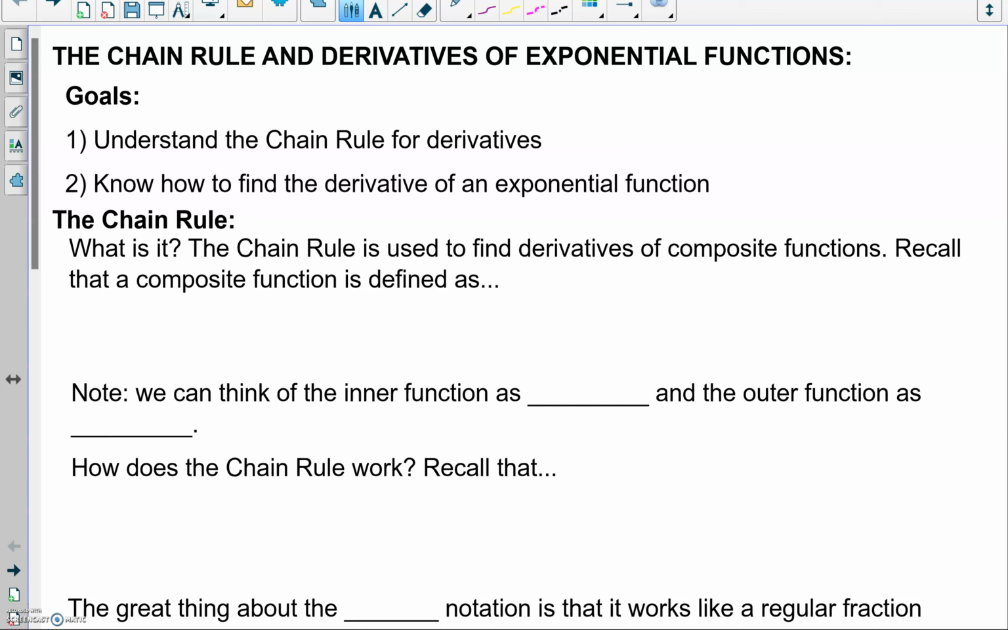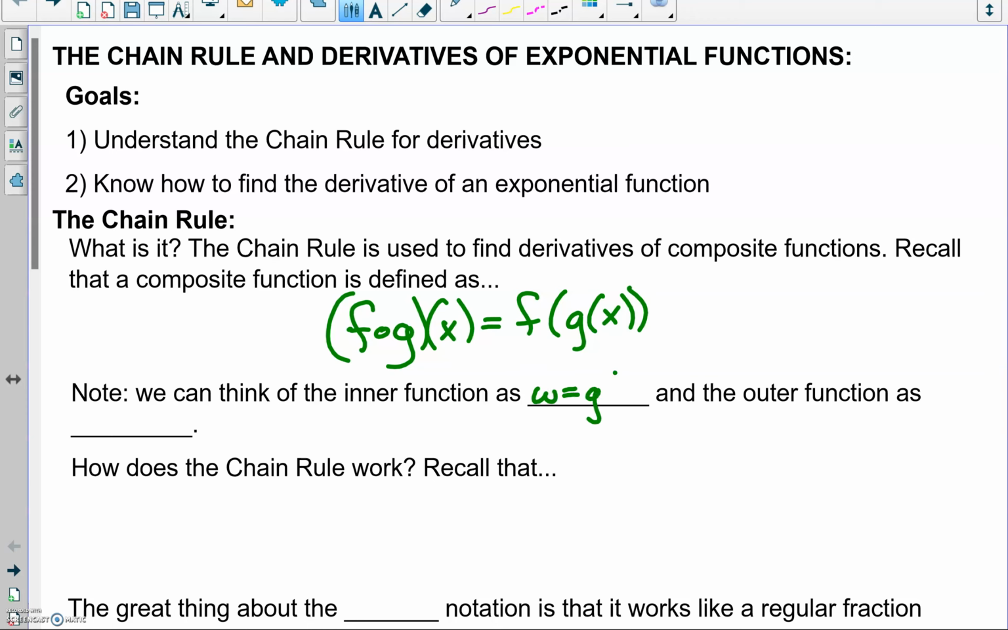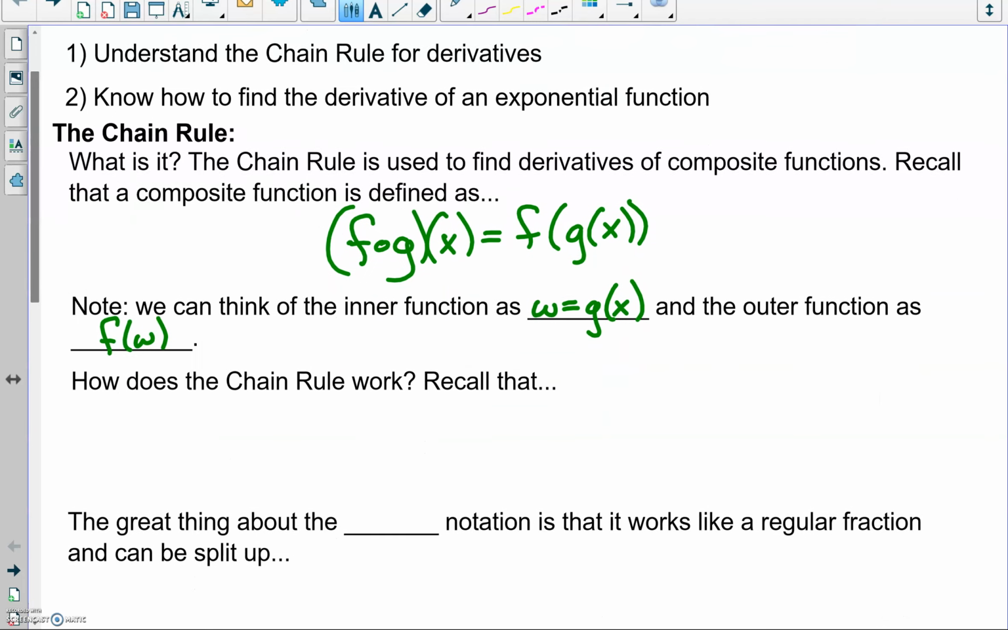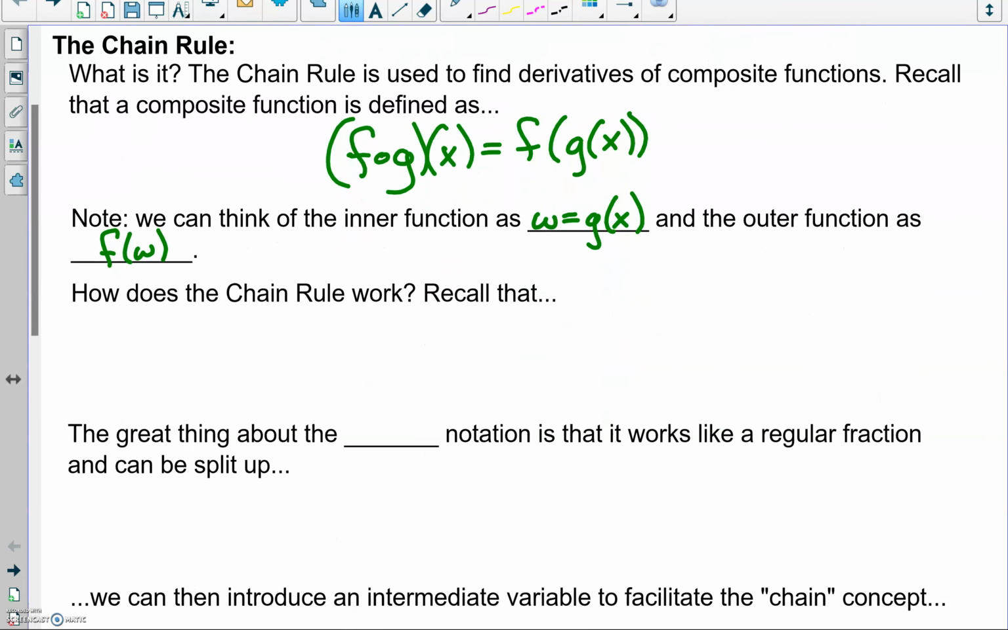And the chain rule itself, what is it? Well, the chain rule is used to find derivatives of composite functions. So recall that a composite function is defined as f of g of x equals f with the g of x plugged into it. You can think of the inner function, g of x, as w equals g of x. And then the outer function would be f of that w result. I'm going to use this w again a little later. The w is going to replace that inner function, or be let to be equal to that inner function.